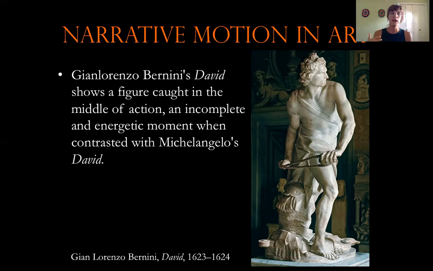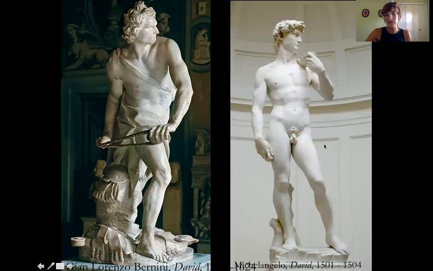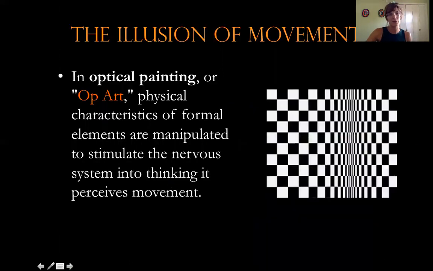There's a kind of energetic movement that's implied, versus this other image of David from the same story by a different artist, where it's very static. David's not about to move. He doesn't look like he's about to throw a stone, versus Bernini's dynamic movement that makes it look like it's about to move. You can also have the illusion of movement.